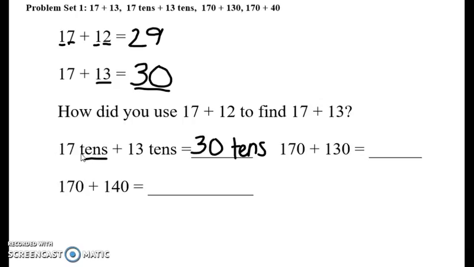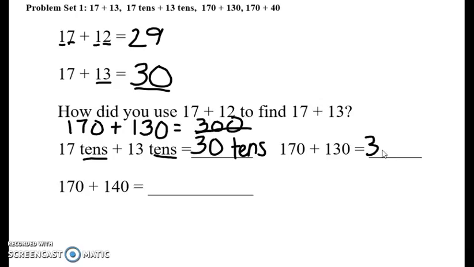So if I look at this problem again, 17 tens is really the number 170. 13 tens is the number 130. And then my answer, 30 tens, is actually 300. So look over here. 170 plus 130 would equal 300. We can use this problem and this problem to help us solve this bigger problem.